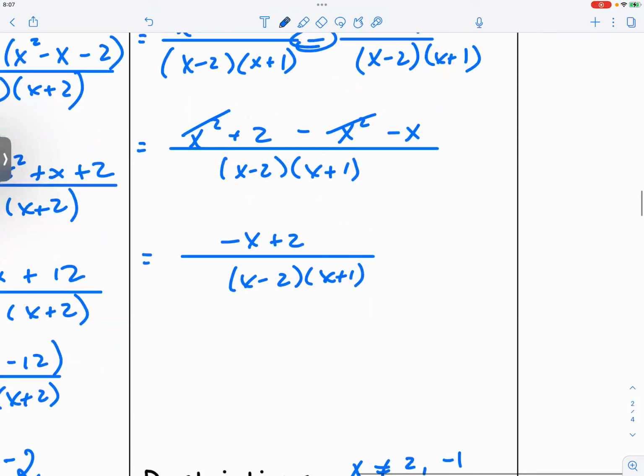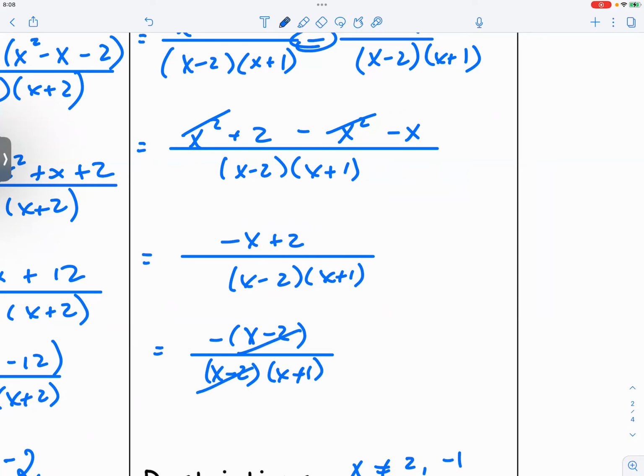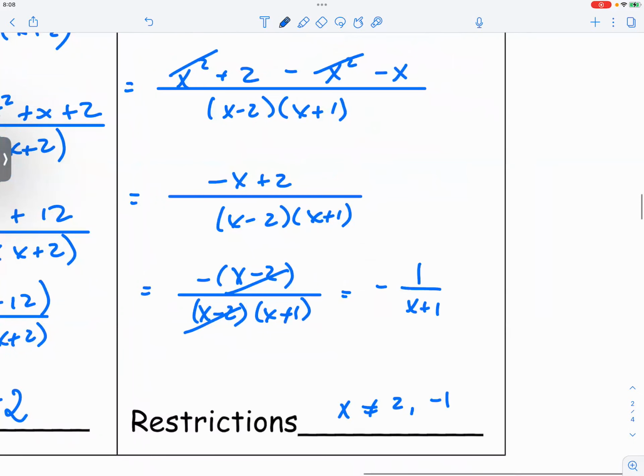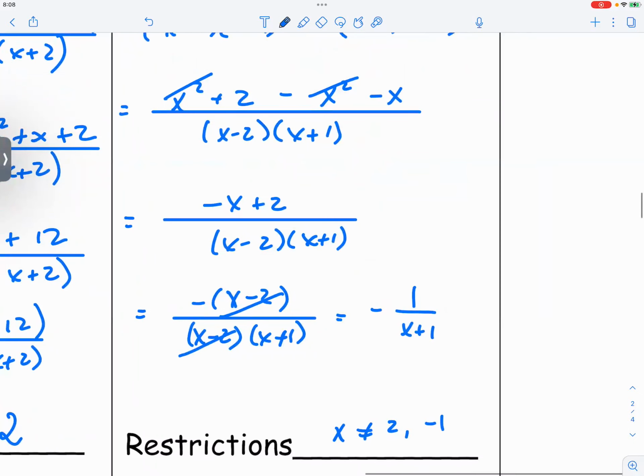And if you look very carefully, negative x plus 2 is the same thing as saying negative of x minus 2. And now you see something to cancel each other out. And therefore you have negative 1 over x plus 1. And that shall be your final answer.